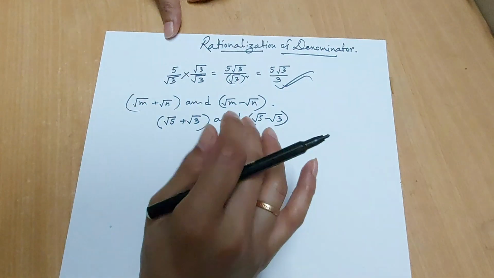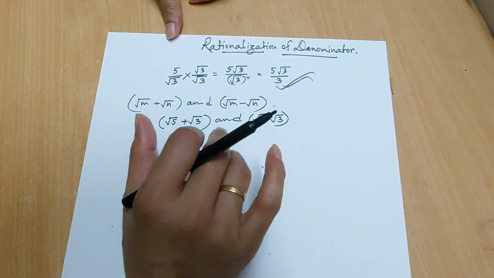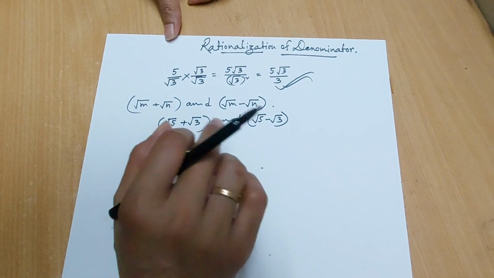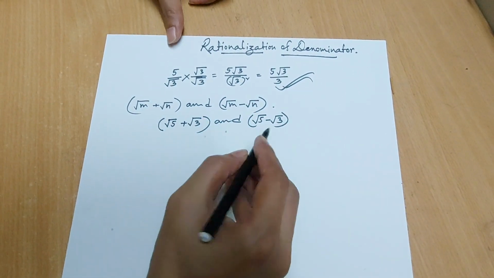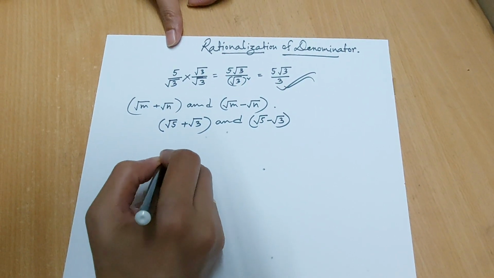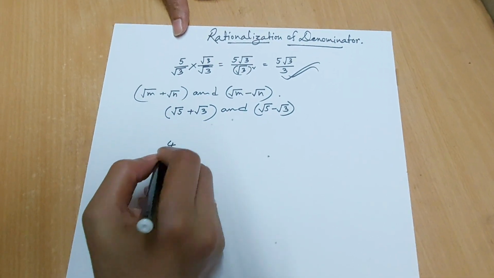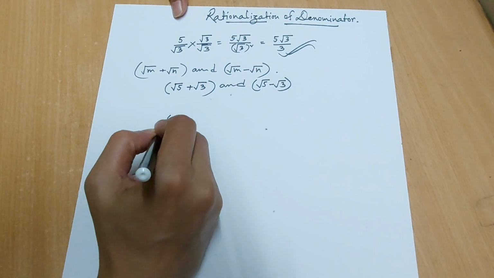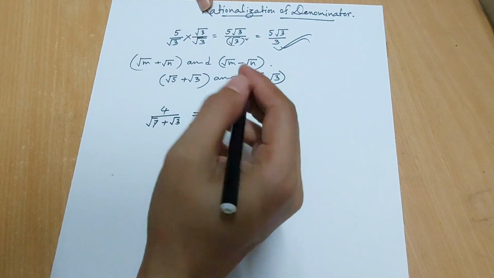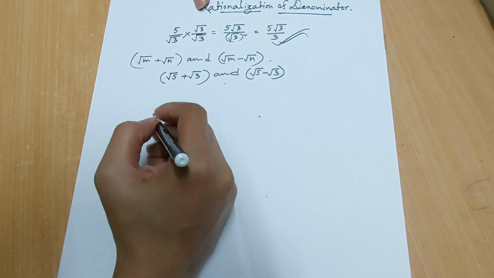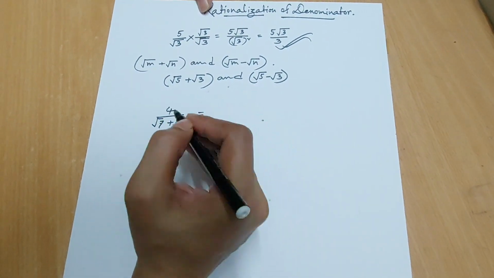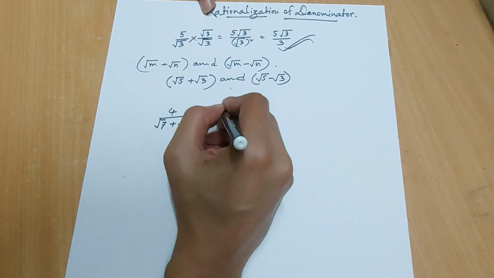In that case, to rationalize the denominator, we should multiply the denominator and numerator by the conjugate surd as well. Let's see an example. Say 4 by root 7 plus root 3. How can we simplify this? Here we have root 7 plus root 3. So the conjugate surd should be root 7 minus root 3.